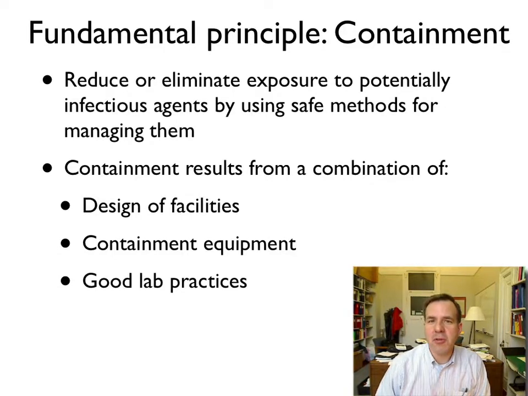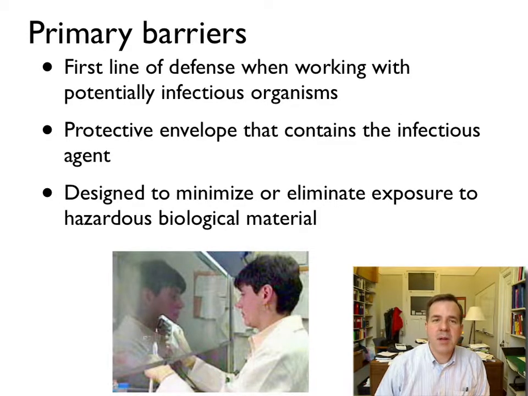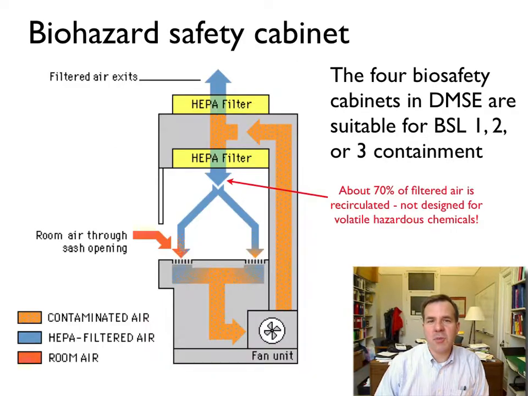So that's how we reduce or eliminate our exposure to these organisms, by containing them and using safe techniques for handling them. Containment comes from the design of our facilities, the containment equipment, so things like the pipettes and so on that we talked about, but also good laboratory practices. Our primary barriers are the first line of defense when working with potentially infectious organisms, and you can think of this as a protective envelope that contains the infectious agent, and it's designed to minimize or even eliminate exposure to potentially hazardous biological materials.